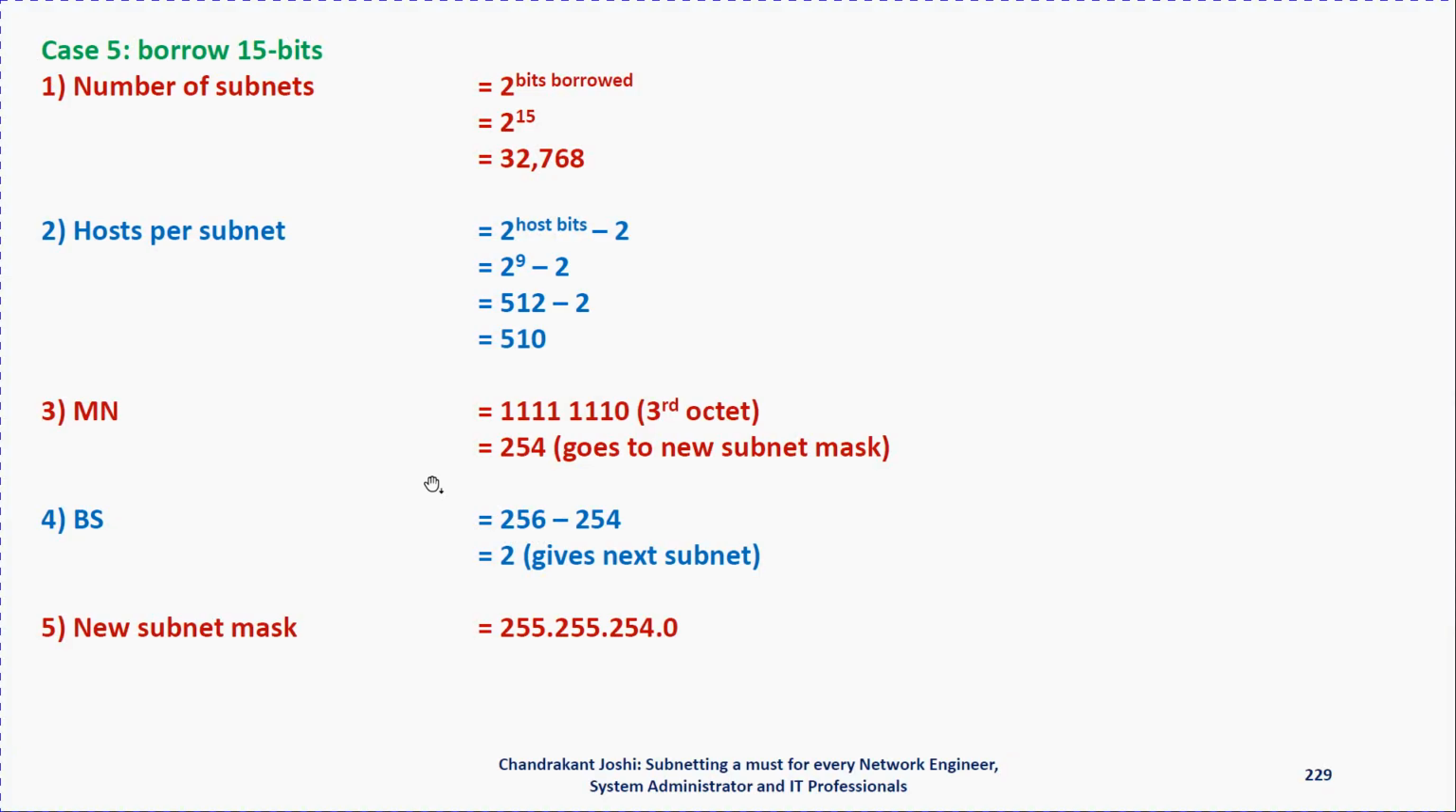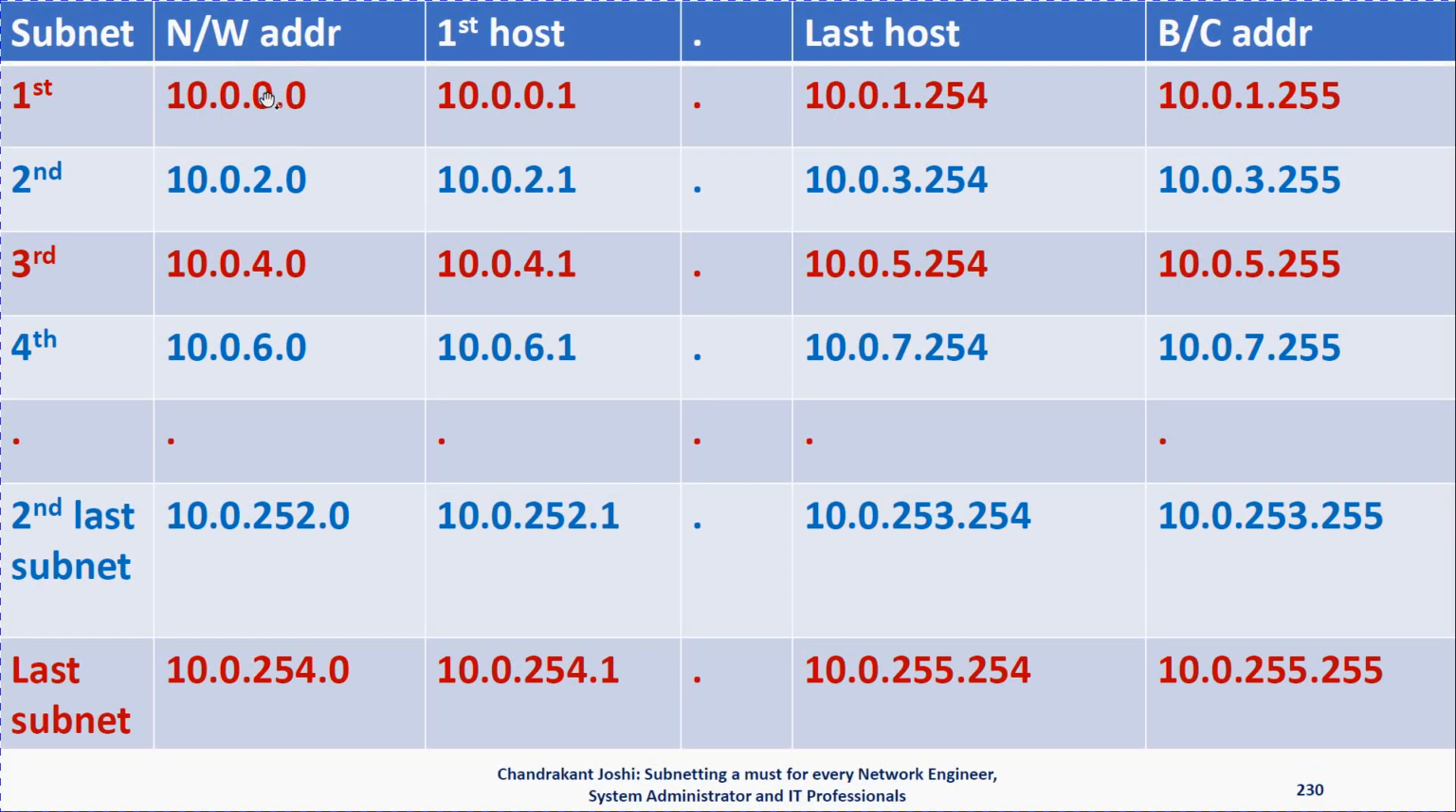128 means 2 power 7 and 256 means 2 power 8. So 2 power 7 times 2 power 8 is 2 power 15. So we get 32,768. So remember, here we have got 128 of them, 0, 2, 4, 6, 8 all the way to 254. So that is 128.